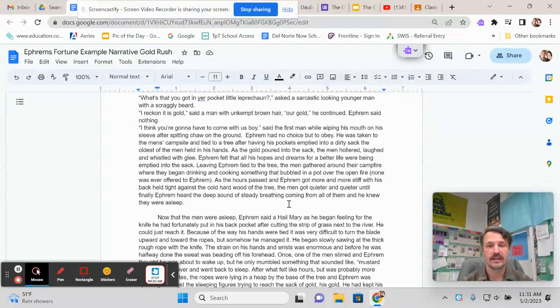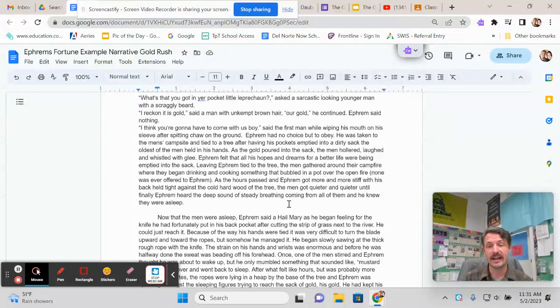Leaving Ephraim tied to the tree, the men gathered around their campfire where they began drinking and cooking something that bubbled in a pot over the open fire. None was ever offered to Ephraim. As the hours passed and Ephraim got more and more stiff, with his back held tight against the cold, hard wood of the tree, the men got quieter and quieter until finally Ephraim heard the deep sound of steady breathing coming from all of them, and he knew they were asleep.